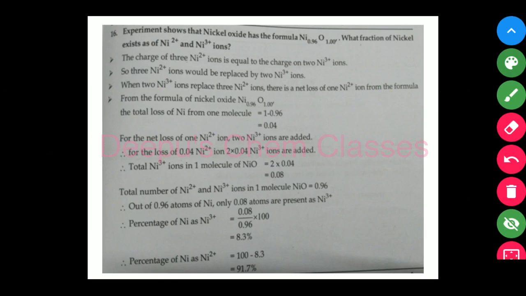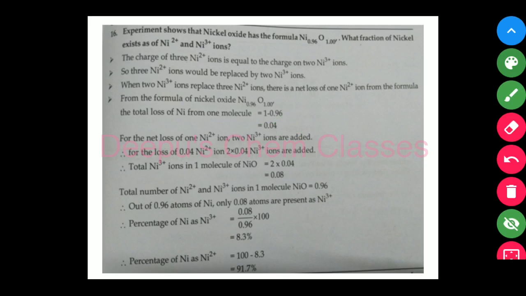According to the experimental data, nickel is given as 0.96. But here we are finding out 1 Ni2+ ion is lost from that. So find out the remaining. Other than this, how much is remaining? It is actually 1 minus 0.96. So you can get the answer. The total loss of nickel from one molecule is 0.04.